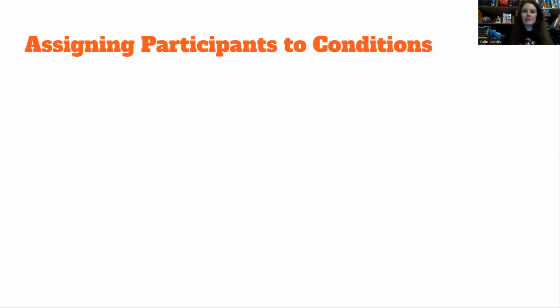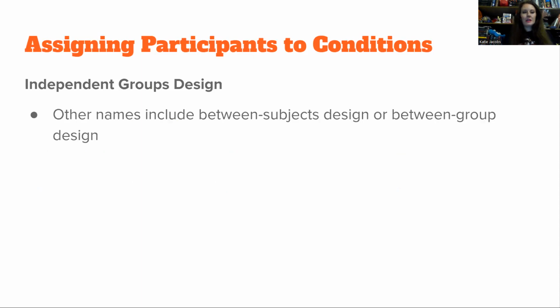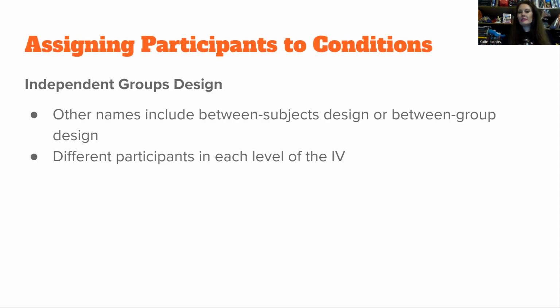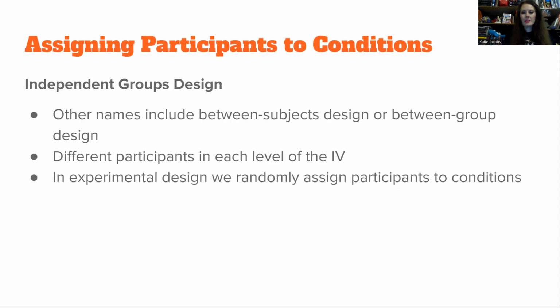So there are different ways that we can assign participants to conditions. There's something called independent groups design. Other names for this include between subjects design or between group design. If you had statistics with me, I typically call it between group design because that's just how I learned it. This is where we have different participants in each level of the independent variable, or there are different participants in each group that we're comparing. In experimental design, we randomly assign participants to these conditions.